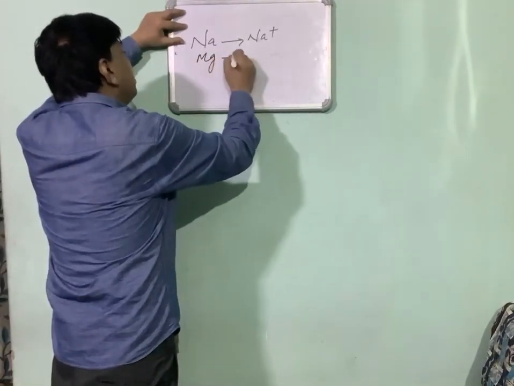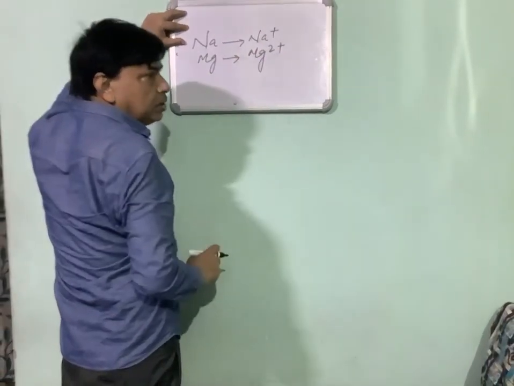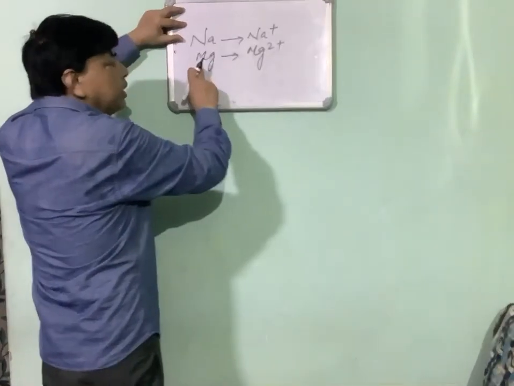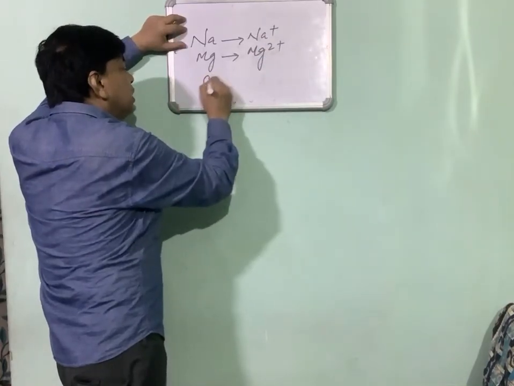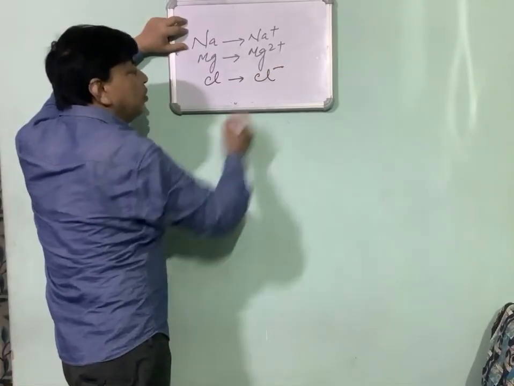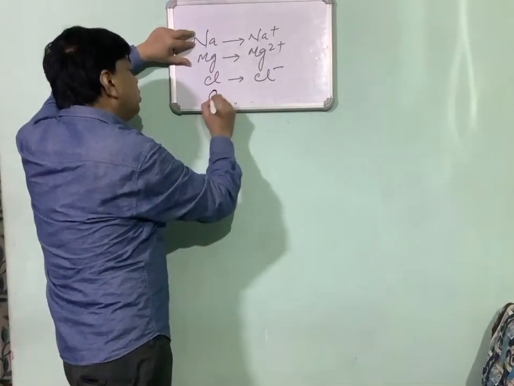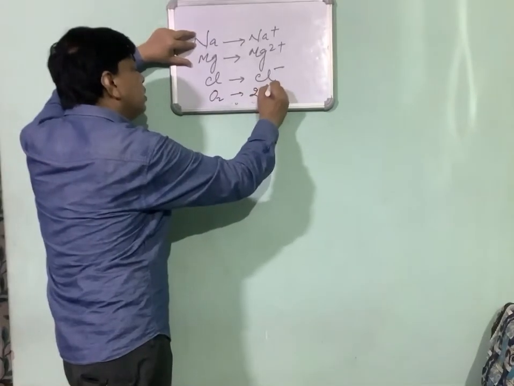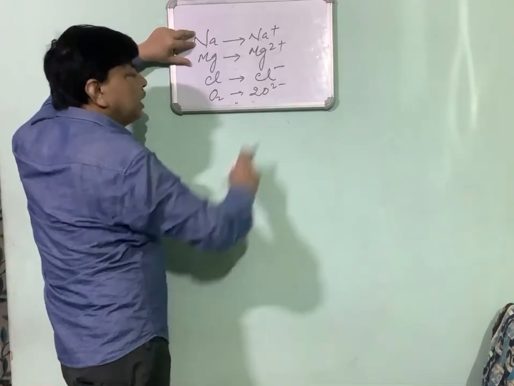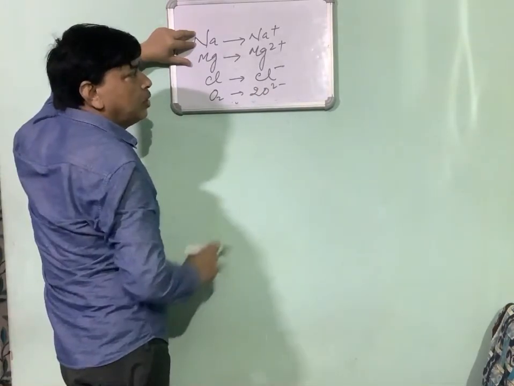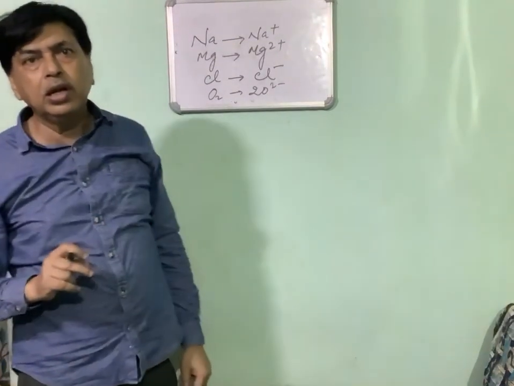In magnesium to Mg2+, here loss of electron is taking place. So magnesium is oxidized, loss of electron is called oxidation. And Cl to Cl minus, here gain of electron is taking place, so that is called reduction. And O2 to 2O minus, gain of electron is taking place, so that is called reduction. So LEO GER: loss of electron is oxidation and gain of electron is called reduction.